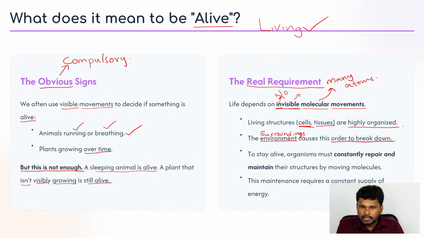Environment is nothing but the surroundings. Your surroundings is your environment. This causes the breakdown. As the organisms have built up themselves in this sophisticated way, the environment always tries to break it down. What does it mean? Why will the environment break? Let me tell you clearly.